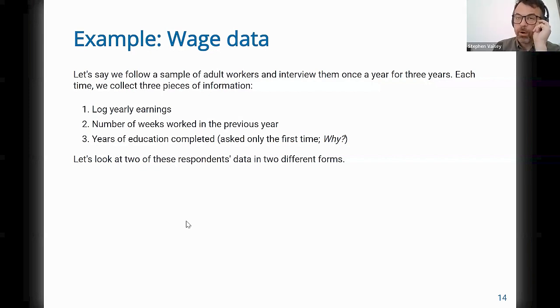I want you to think for a minute about why we might only ask that at the first wave. Why might we only ask people, like, how many years of education did you complete at the first wave? Just take a moment.